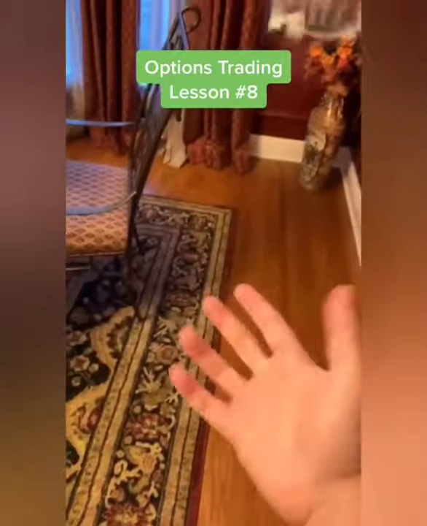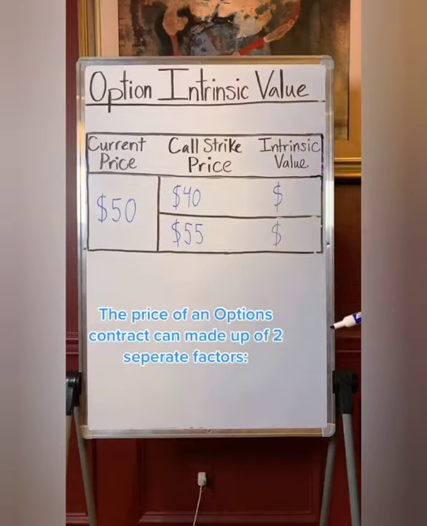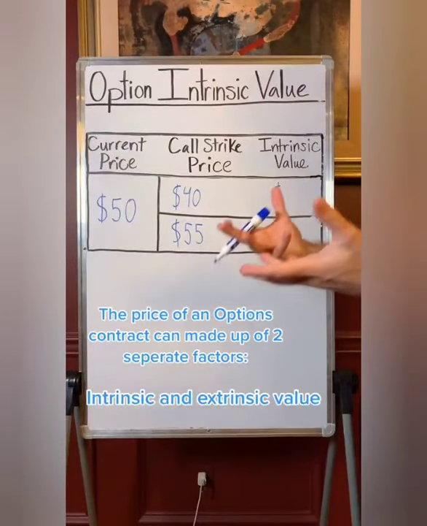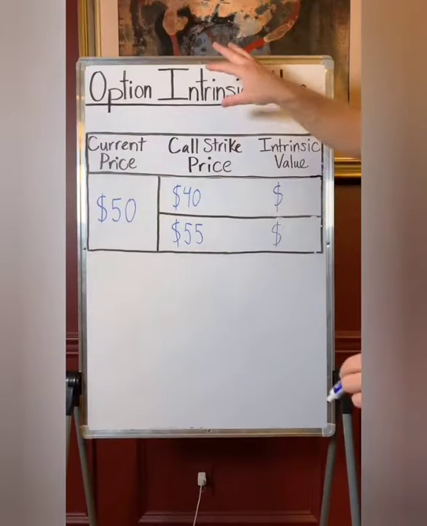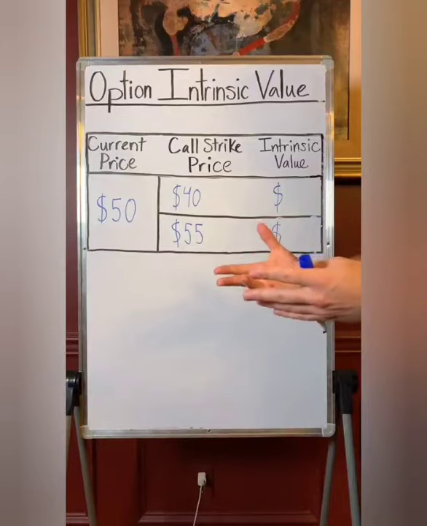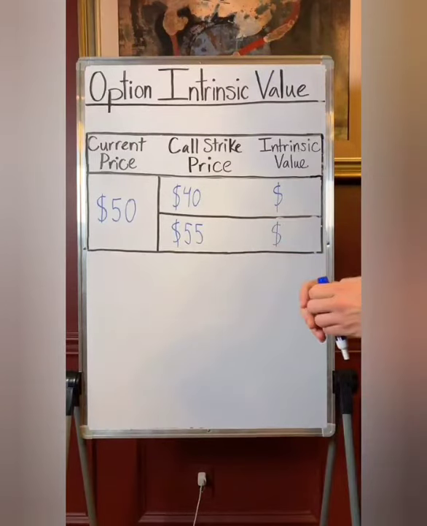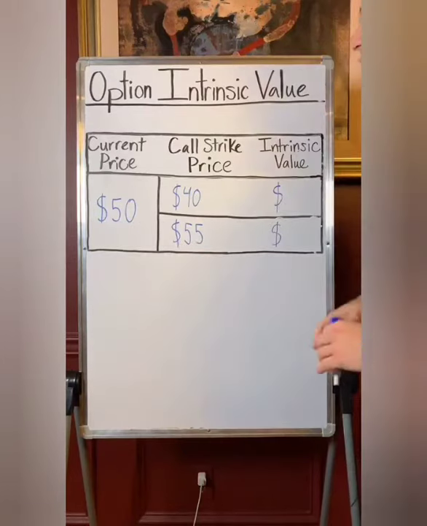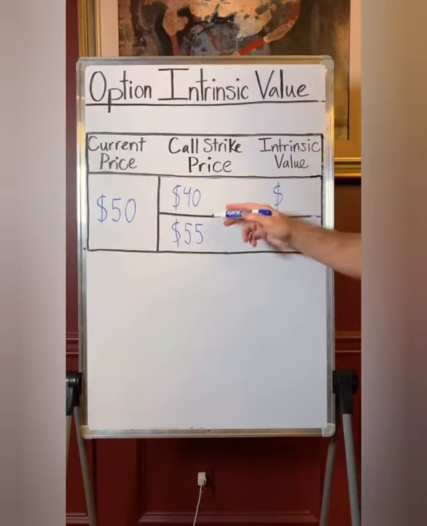Options trading, lesson number 8. The price of an options contract can be made up of 2 separate factors, intrinsic and extrinsic value. You can think of intrinsic value as the value you would get if you were to exercise that option at its strike price. Let's say we have stock XYZ that has a current share price of $50 and we are looking at 2 separate call options.